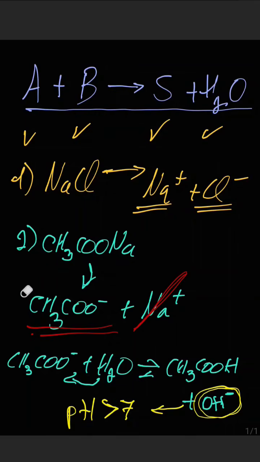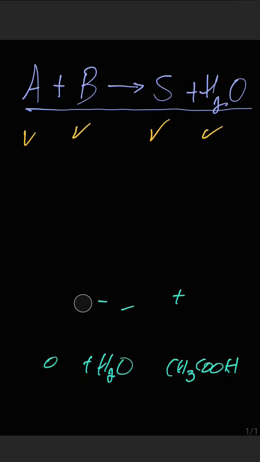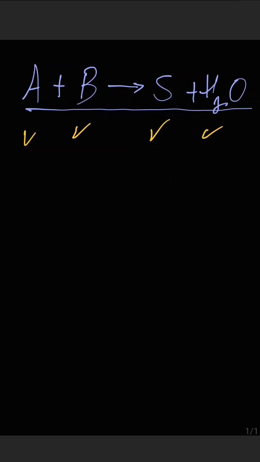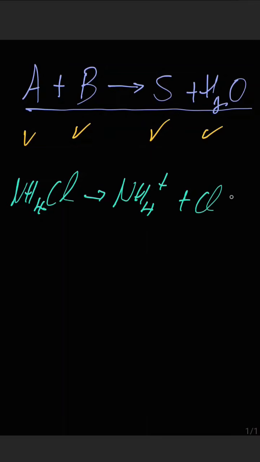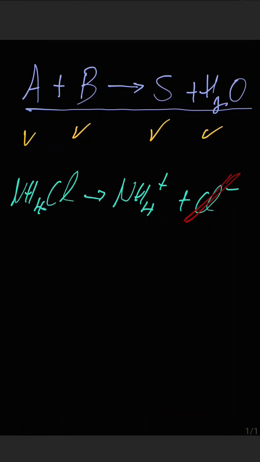We have another type of salt. We have a salt that comes from a weak base and a strong acid. This salt will dissociate into NH4 plus and Cl negative. The Cl negative is not causing any effect on the pH, but NH4 will dissociate in water like this.